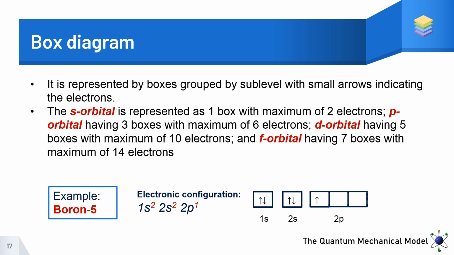And we have here 2p. Since it falls under the p orbital, it is represented by 3 boxes. So here, let us first put the upward arrow. Okay? So you have to fill in first the upward arrow before you fill up the downward arrow. So we have here 1, 2, and 3, followed by 4 and 5. So there are 2 upward arrows and 2 downward arrows. So this is the box diagram for the boron element.